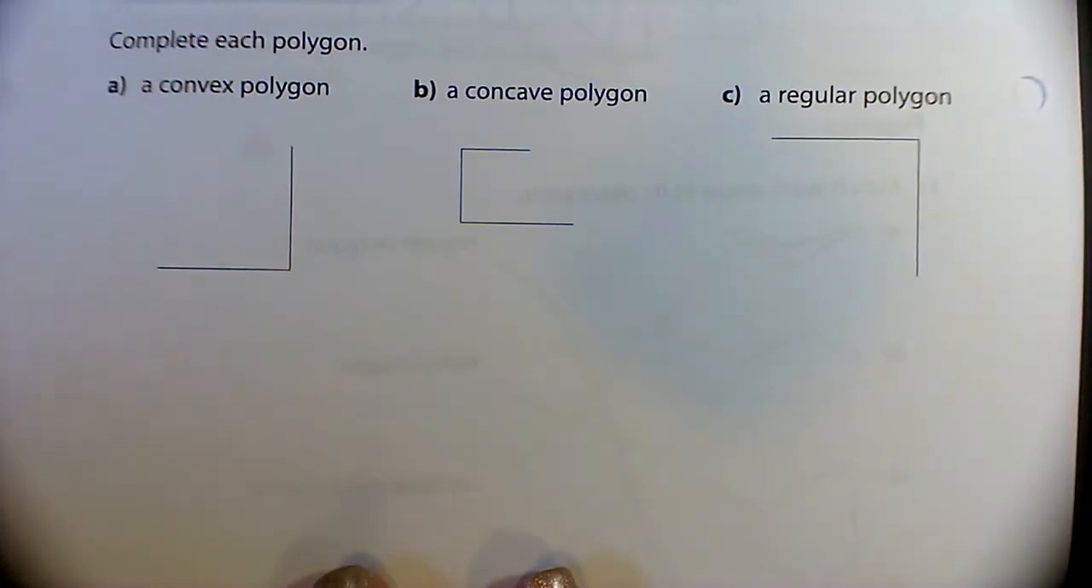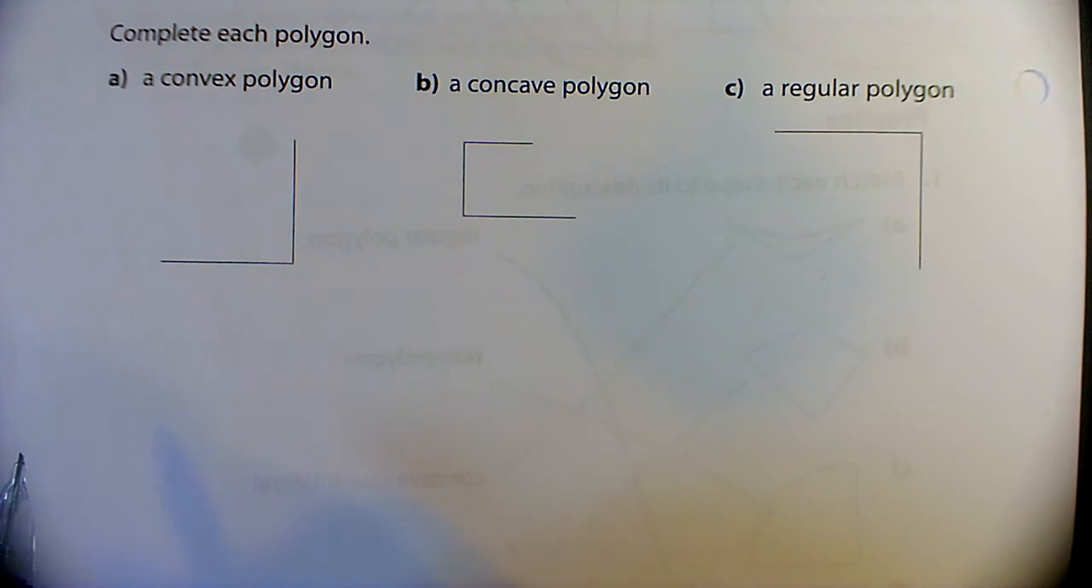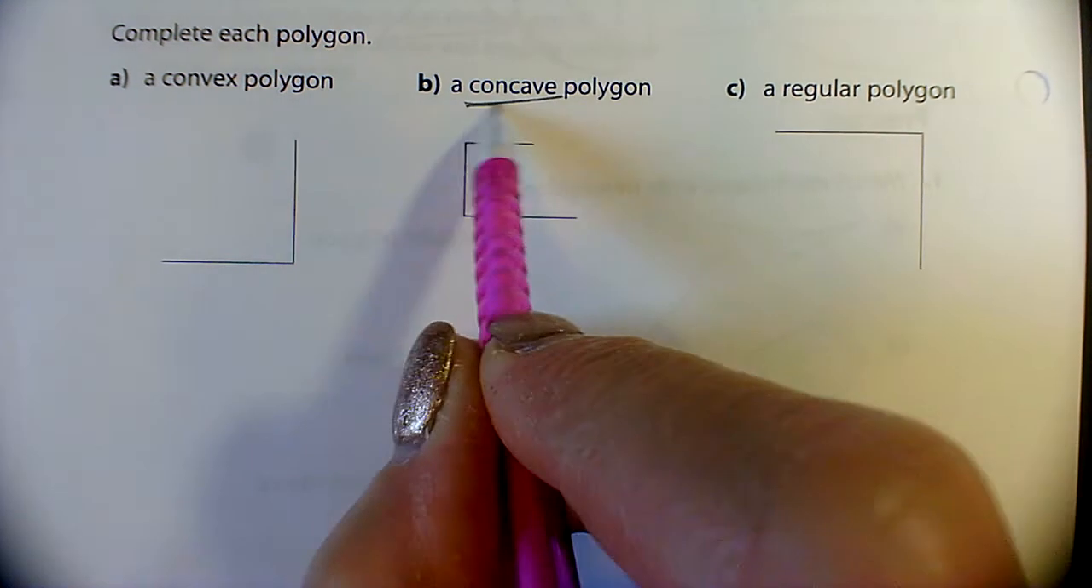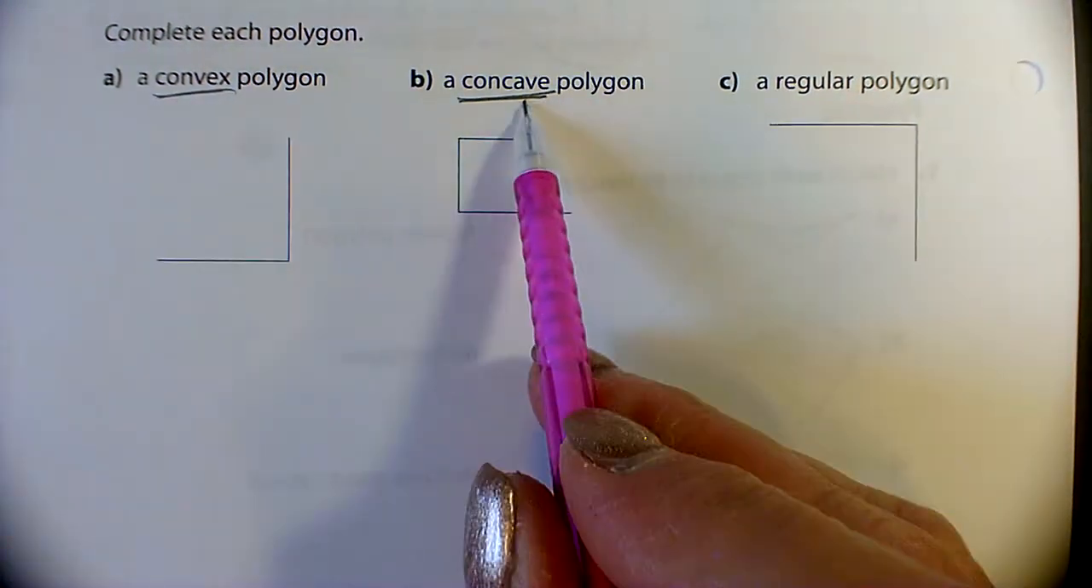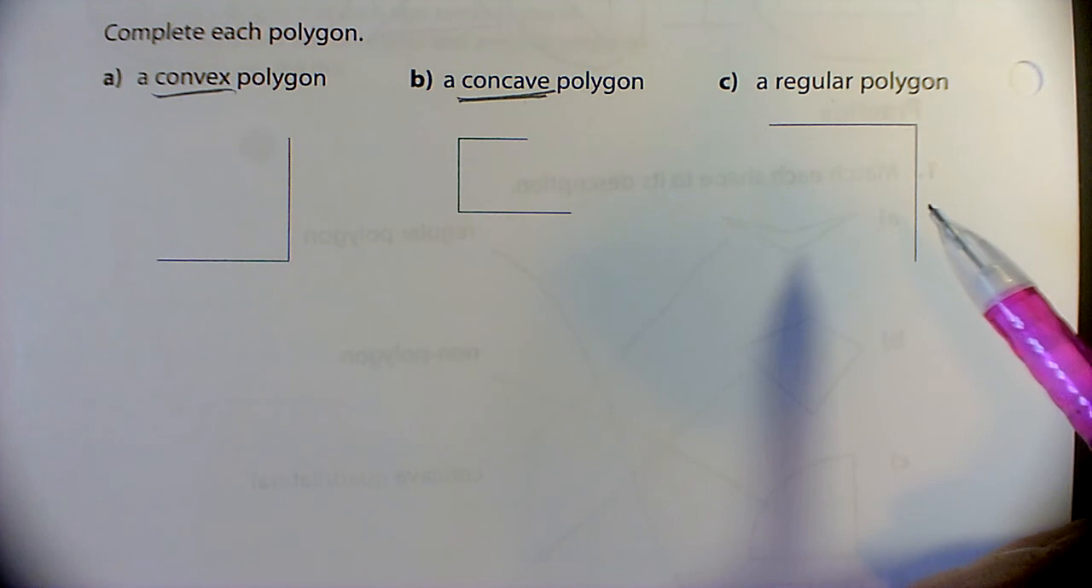And then it says complete each of the polygons. So how would you fix them? Make sure you're closing them and they are straight lines. All right. So you need a convex, meaning none of the sides will actually be interior. Concave means you have to have one of the points inside. And a regular means all the sides have to be the same. Okay.